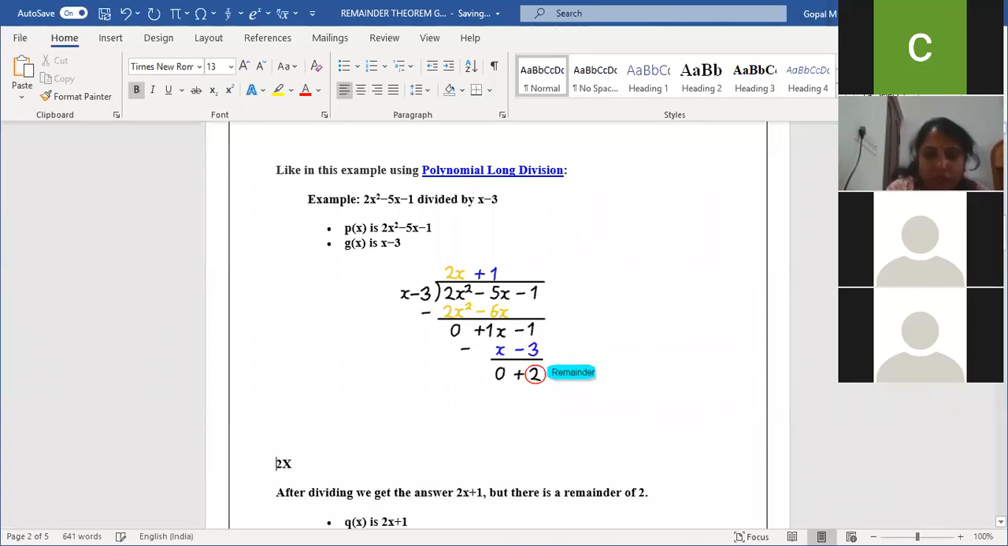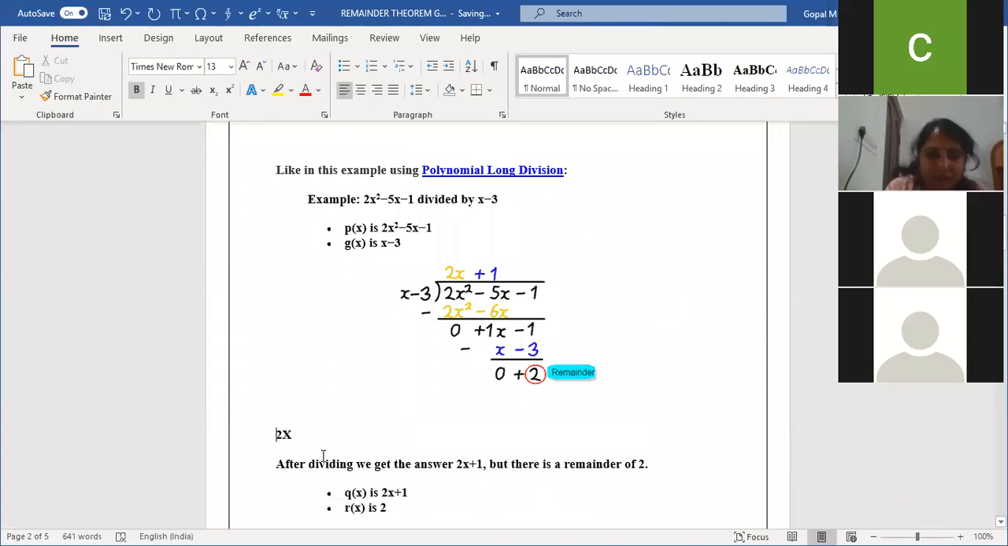Anyone have doubt in this one? Ma'am, I cannot see the screen, ma'am. Screen is not visible to anyone? Yes, ma'am, it is visible, ma'am. Okay.